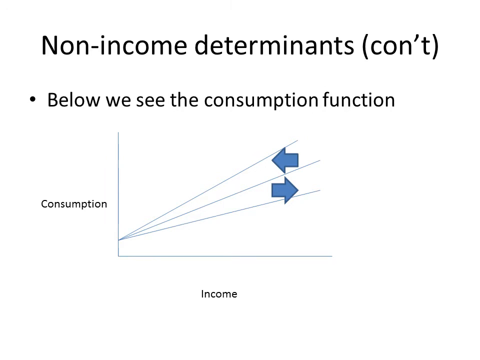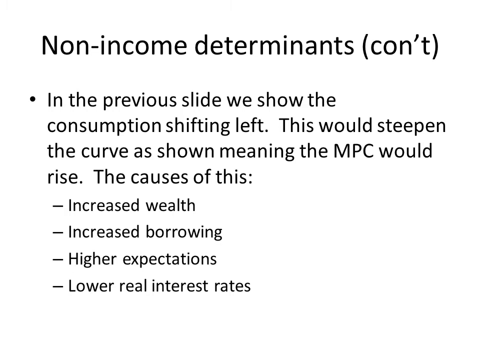We can see the consumption function below, and the items we've mentioned will either shift it to the right, which we can see the arrow pointed to the right, or the left. And I'm going to summarize those here in a few seconds. In the previous slide, we showed the consumption function shifting left. This would steepen the curve as shown, meaning the MPC would rise. What causes this? Well, increased wealth, increased borrowing, higher expectations, or lower interest rates. So all of those would cause a shift to the left.